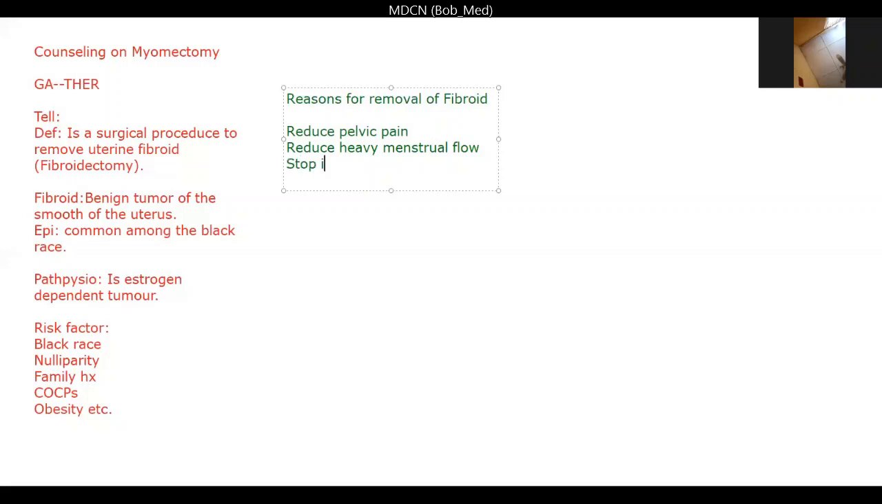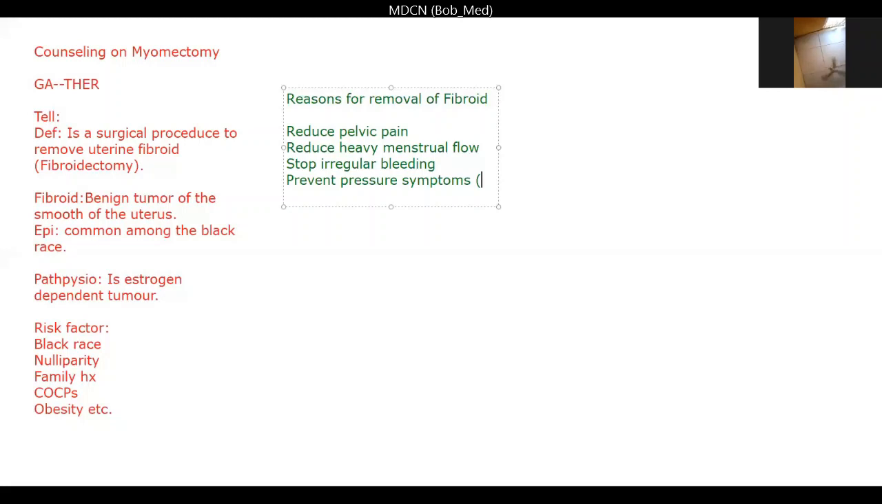Stop irregular bleeding. Also to prevent pressure symptoms. These pressure symptoms, you know what are pressure symptoms? When somebody is having fibroid, it can compress the nearby organs, the adjacent organs, resulting into what is called pressure symptoms.